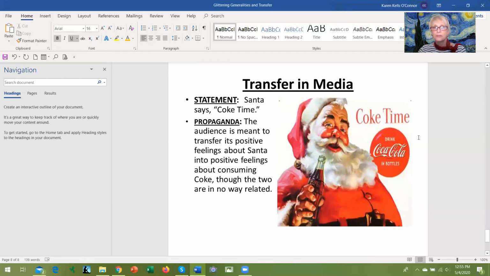And last thing, Santa says, Coke time. The propaganda going on here is that the audience is meant to transfer its positive feelings about Santa into positive feelings about drinking Coke, even though Santa and Coke are not in any way related. I think this is a great example because you can really see how you're supposed to transfer your good feelings about Christmas and Santa and that time of year and happiness onto Coke.